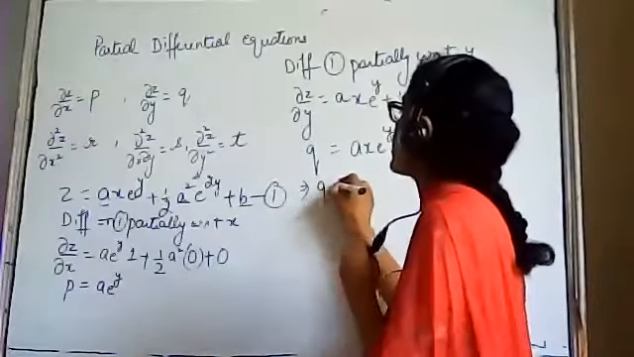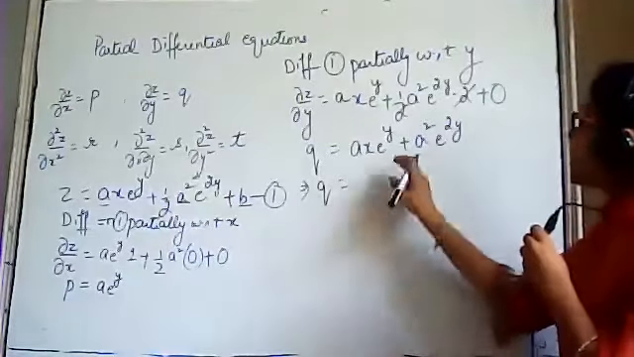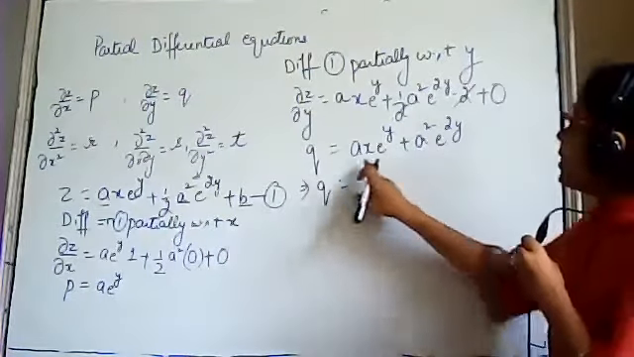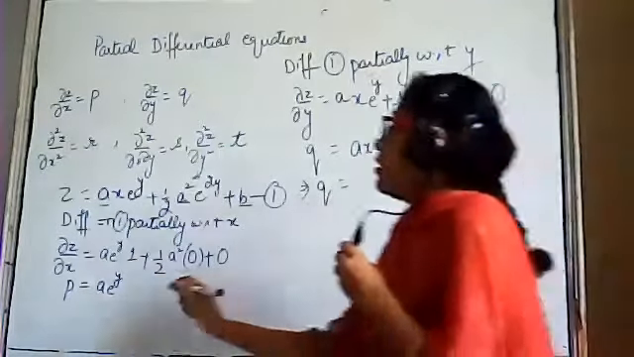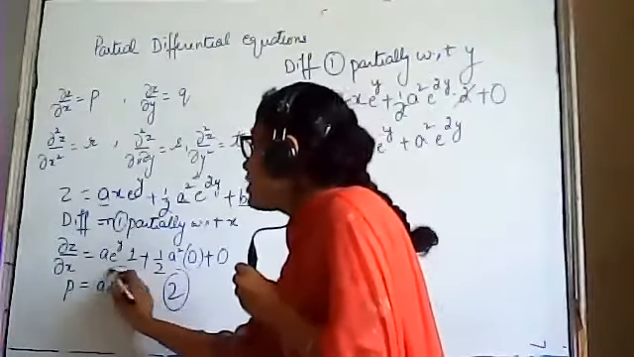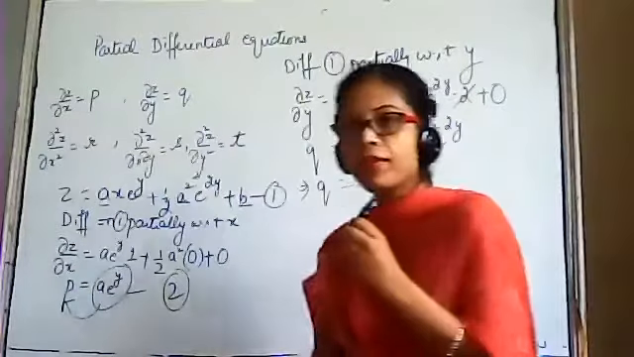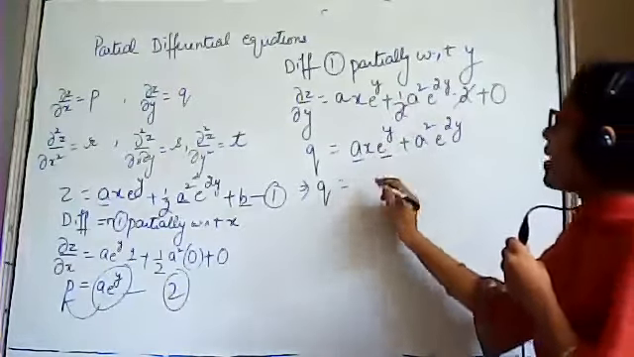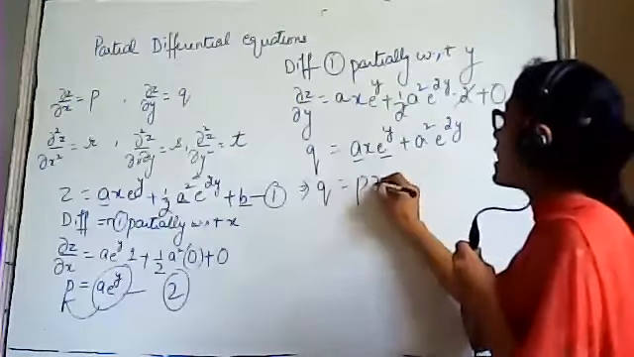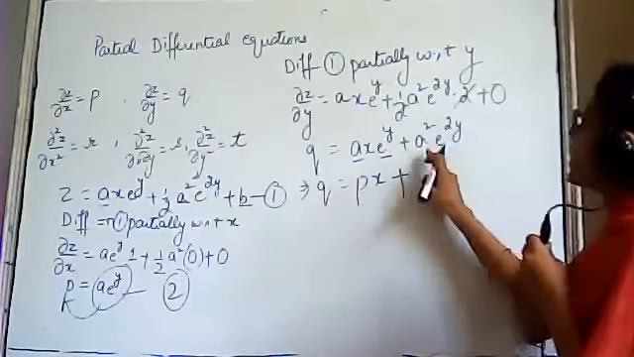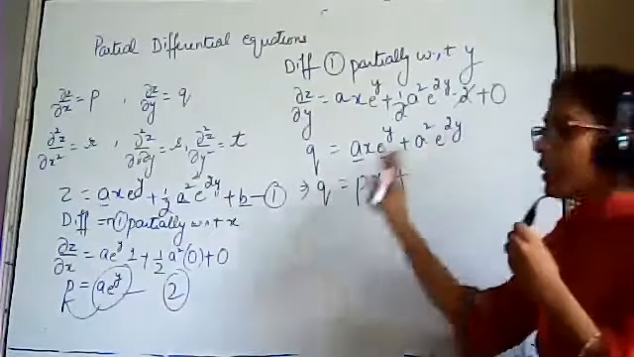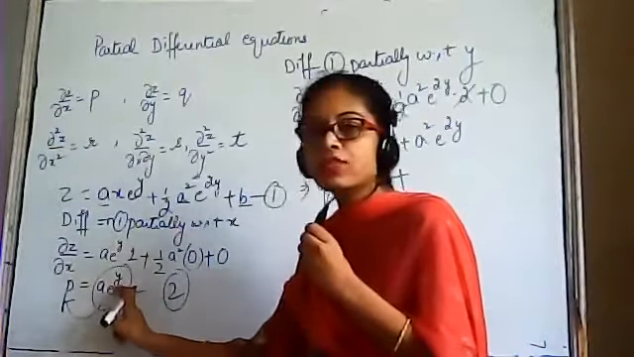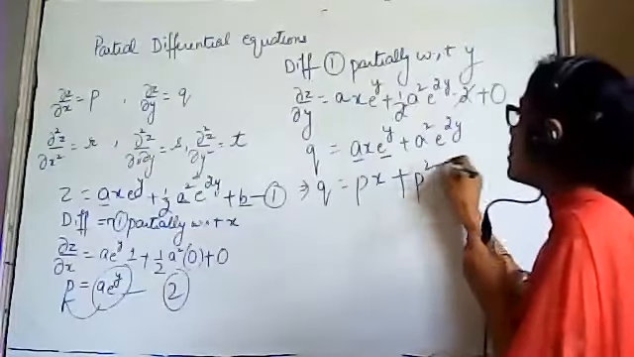Implies that q equals, see, we have to eliminate the constants. In this equation, there is no b. It means that b is already eliminated. Now we have to eliminate this a. From this term, can we put the value of a e^y as p? In the place of a e^y, substitute p. This x will remain as it is, plus, now we have a² e^(2y). If we square this equation number 2, we get p² equals a² e^(2y). So this term will be p².